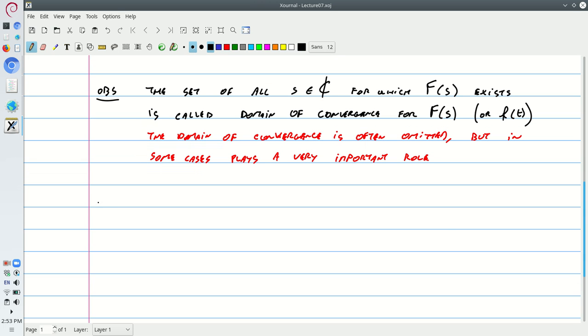Okay, so let's start. As a first example, I'd say that we can start with the unitary step. So the Laplace transform of the unitary step function.